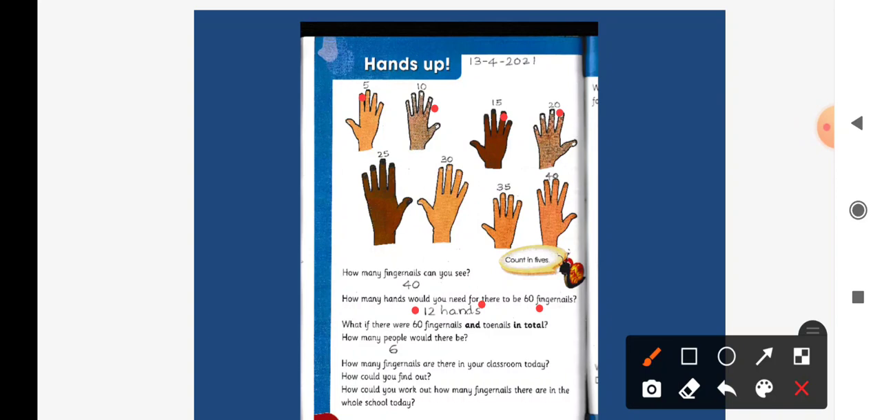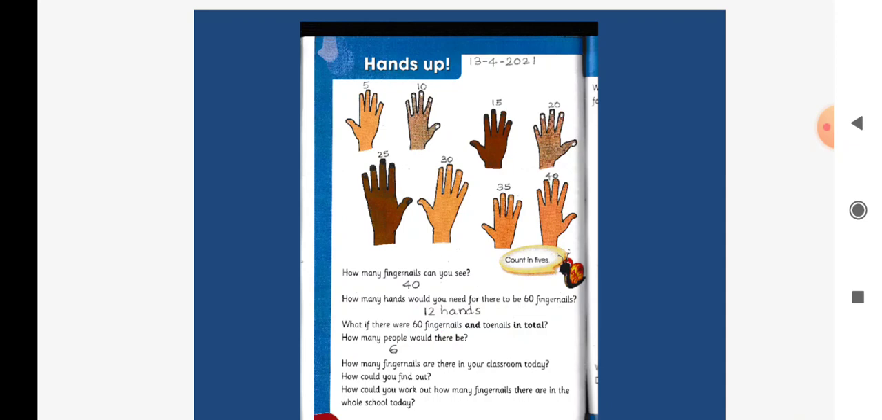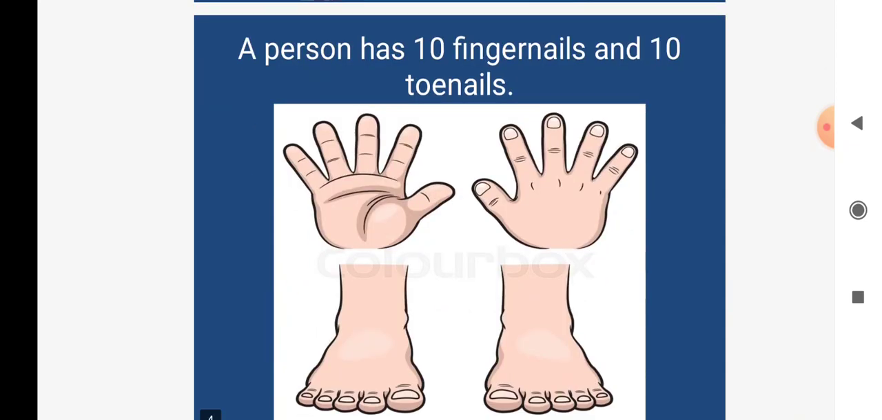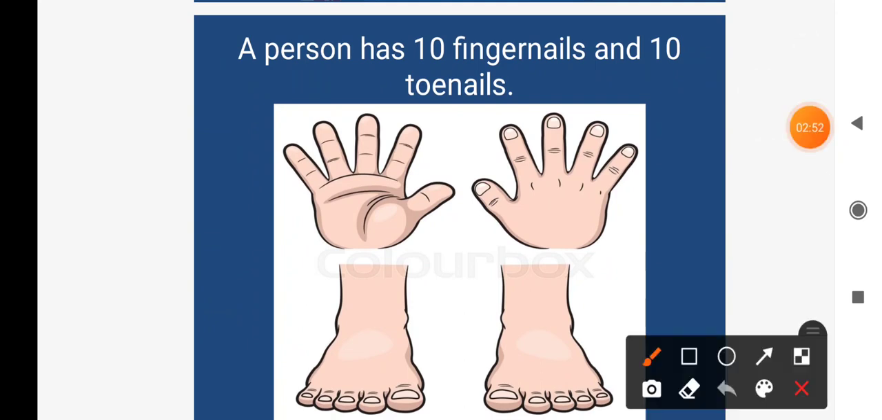Okay. Now the third one is, what if there were 60 fingernails and toenails in total? So in total it will be 60. And how many people would there be? So we have to find it out. So how you will find it out? We know that a person has 10 fingernails and 10 toenails. This becomes 10 and this becomes another 10.